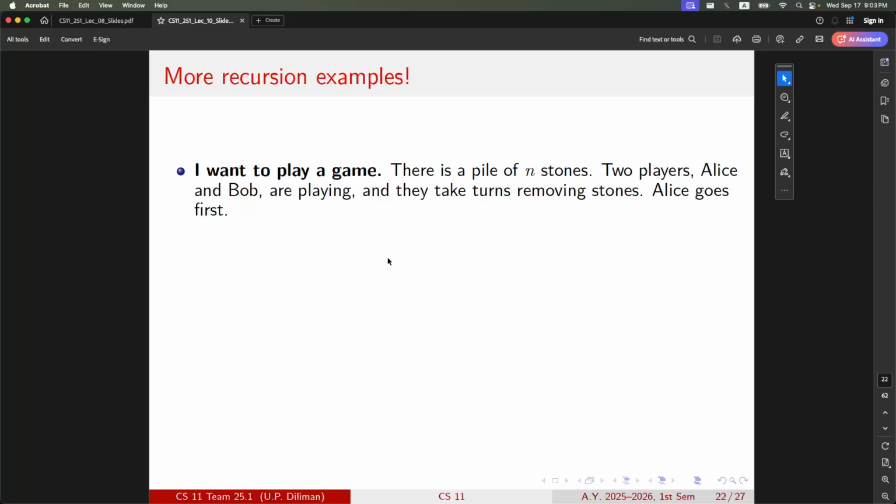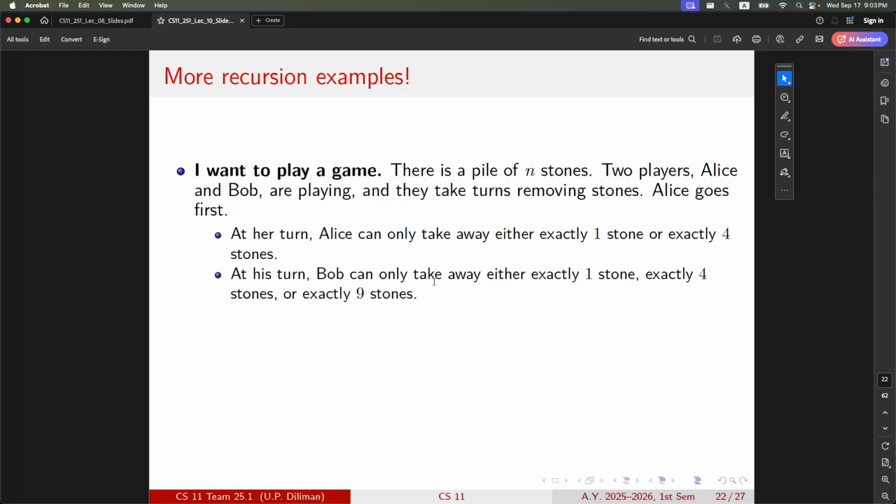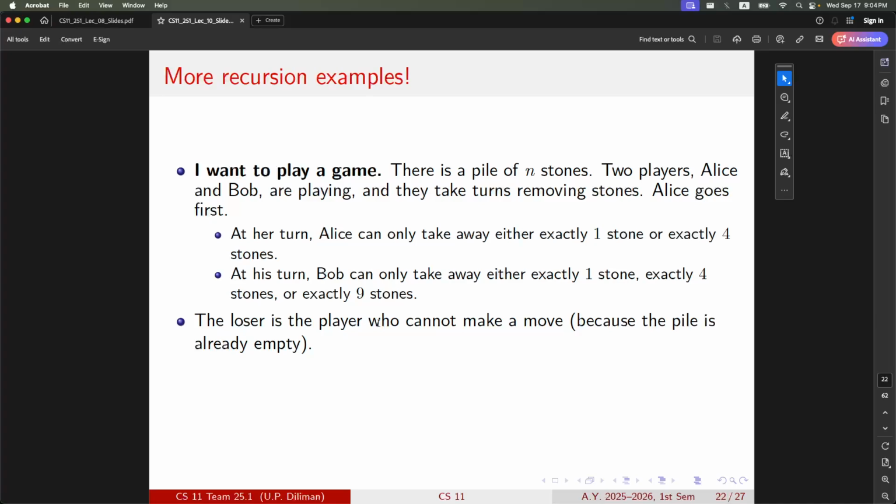Here's another one, last example for this lecture. Here's a pile of n stones. Two players, Alice and Bob, are playing and take turns removing stones. Alice goes first. If it's Alice's turn, she can only take away either exactly 1 stone or exactly 4 stones. If it's Bob's turn, he can take either exactly 1 stone, exactly 4 stones, or exactly 9 stones. And the loser is the player who cannot make a move because the pile is already empty.